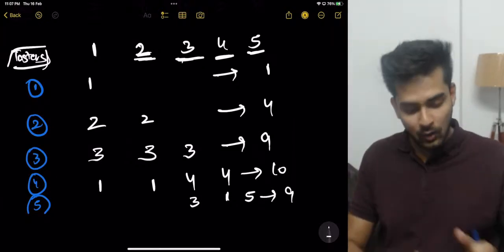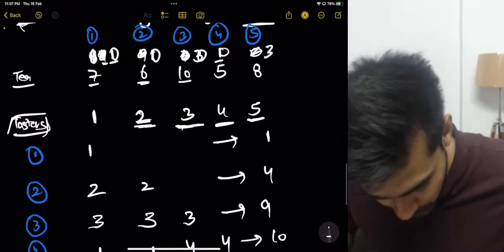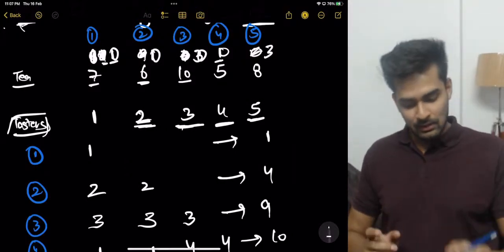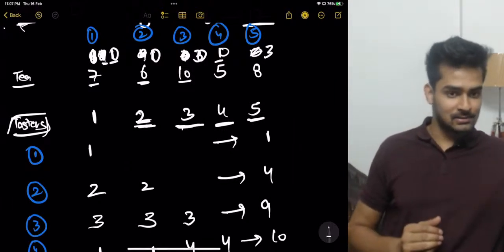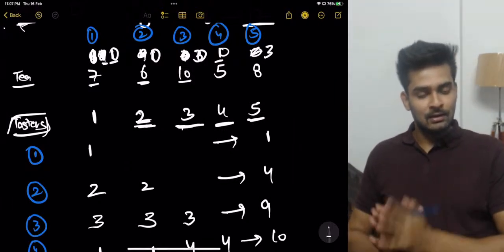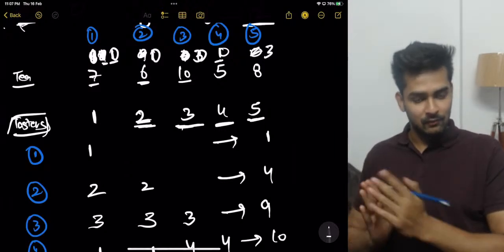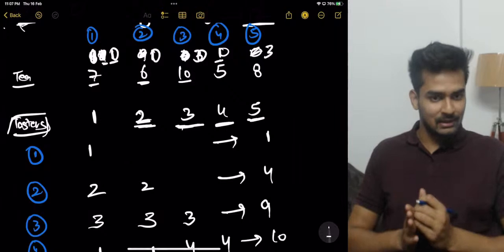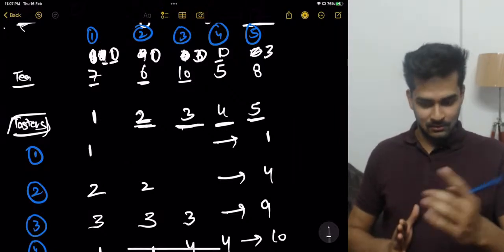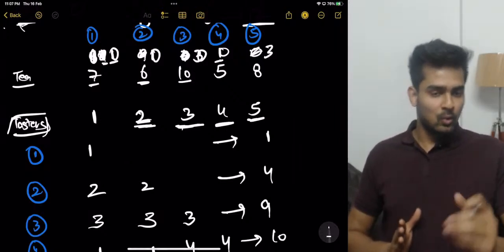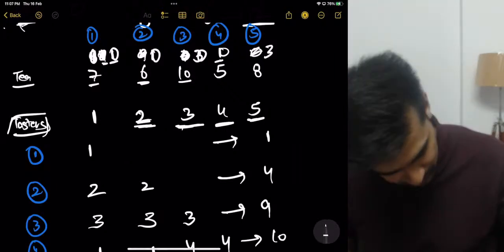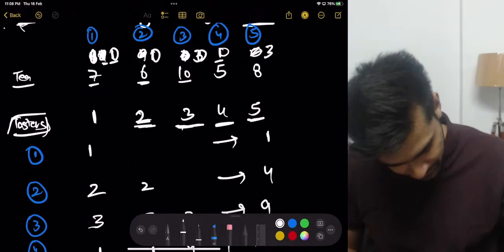Now, how do we understand this? How do we really find this? Instead of trying to find how much tea the ith taster drank, let's try to find how evenly the ith tea was distributed. If I have X milliliters of tea at the ith index, who all tasters actually drank it? Let me explain that.